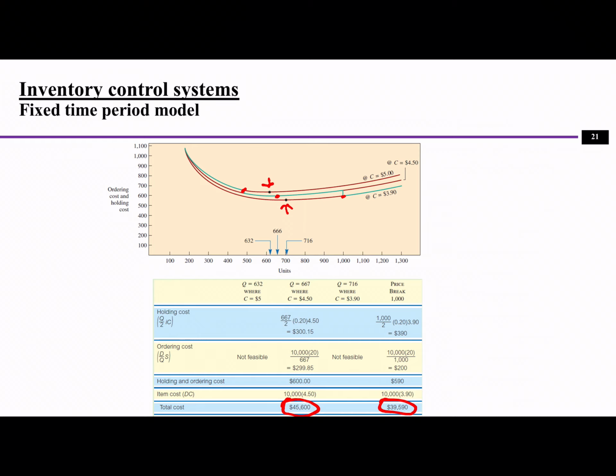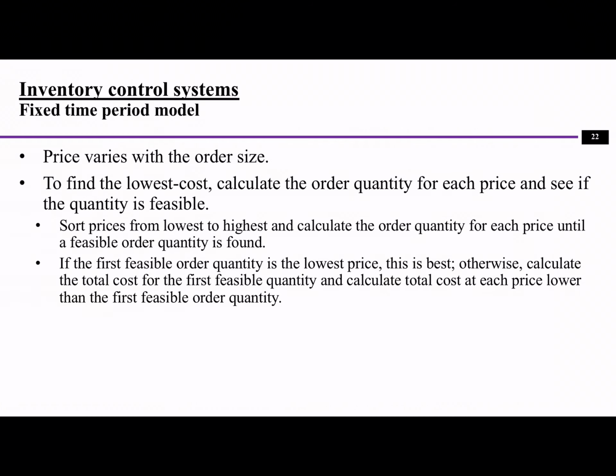First, find out what the valid segments are by calculating the EOQs for each of the lines in the price model, and then compare those 3 or more key points of the model, and compare the total annual cost. All right, so the fixed time period model really varies with the size, and this is how we find the lowest cost: calculate the order quantity for each price and see if the quantity is feasible.